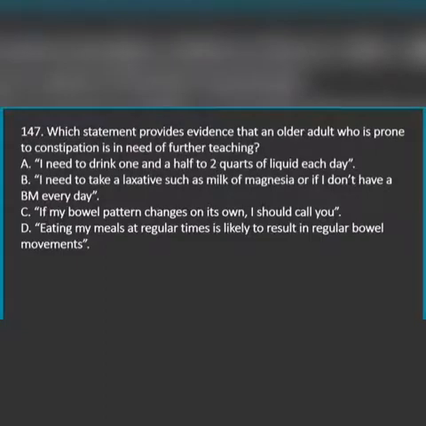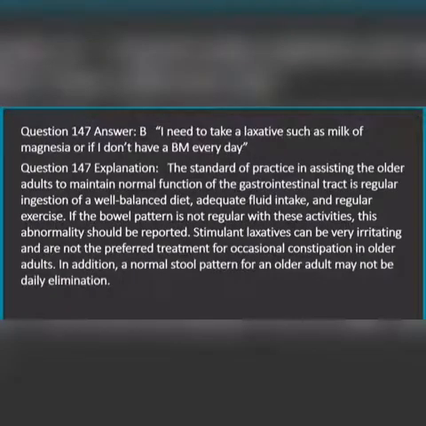Question 147. Which statement provides evidence that an older adult who is prone to constipation is in need of further teaching? A. I need to drink 1.5 to 2 quarts of liquid each day. B. I need to take a laxative such as milk of magnesia if I don't have a BM every day. C. If my bowel pattern changes on its own, I should call you. D. Eating my meals at regular times is likely to result in regular bowel movements. Question 147. Answer: B. I need to take a laxative such as milk of magnesia if I don't have a BM every day.